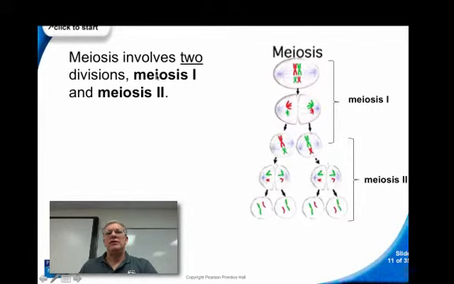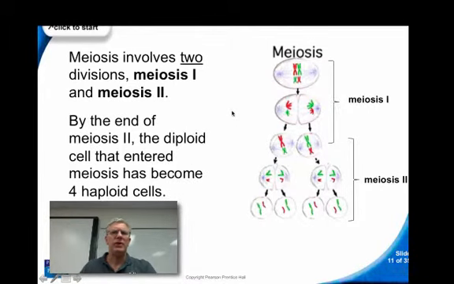Now, meiosis involves two divisions. In mitosis, we just saw one division that started with prophase and ended with telophase and cytokinesis. We're going to see that that has to happen twice, meiosis 1 and meiosis 2. One of those is quite a bit different than mitosis, and the other one is just like mitosis. But the end result is that the diploid cell that we started with is going to become 4 haploid gamete cells.